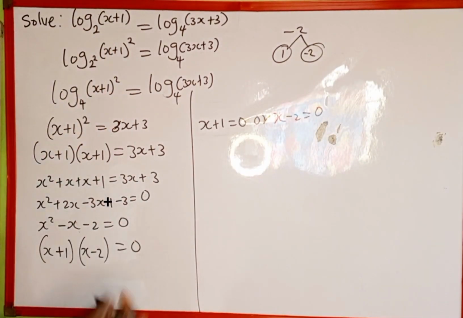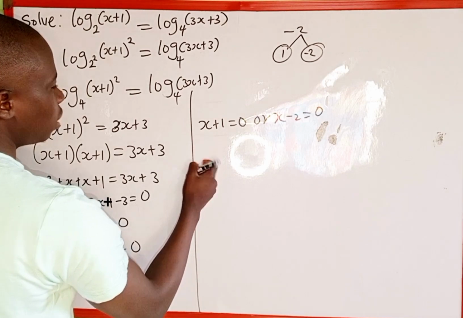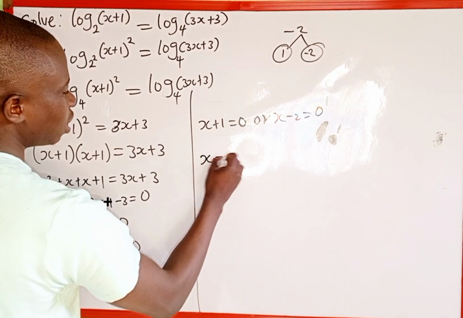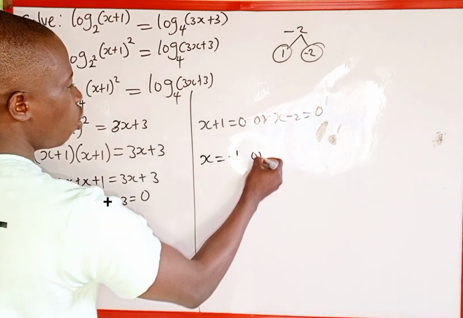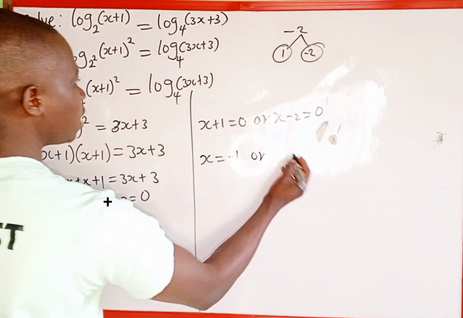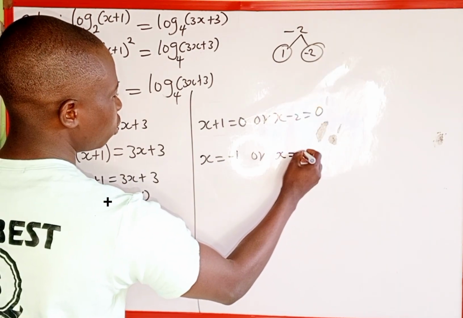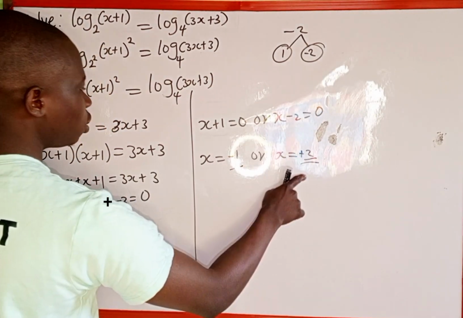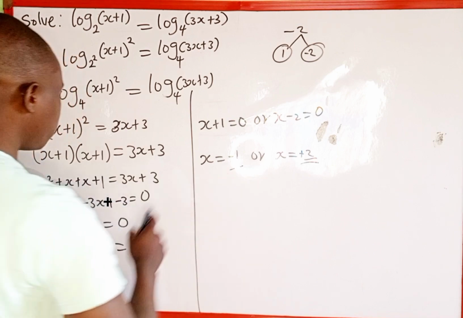Now I'm going to solve for the value of x here. What are we going to do? We just take this 1 to the right hand side of this equation. So x will now be equal to negative 1. Or we take this negative 2 to the right hand side of the equation. x will now be equal to positive 2. Therefore, negative 1 and positive 2 are the values of x from this equation.